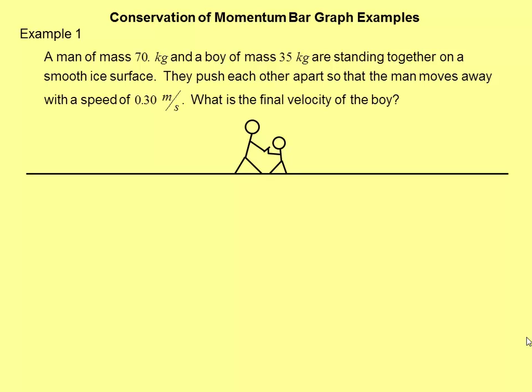Example number one, you have a man of mass 70 kilograms and a smaller boy of mass 35 kilograms standing together on a smooth ice surface. Smooth ice means no friction, so that we don't have to worry about outside forces. They push each other apart so that the man now moves away with a speed of 0.30 meters per second, like this.